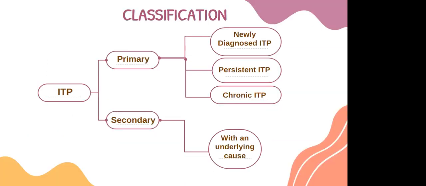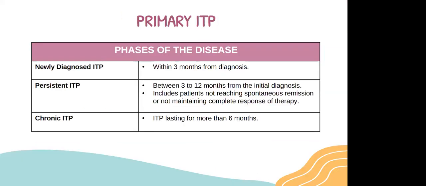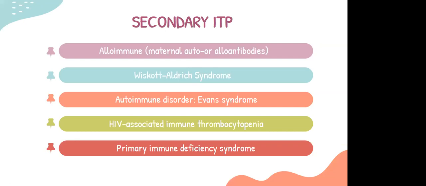So this is the classification of ITP. We classify ITP into primary and secondary. Primary is ITP without underlying cause. Secondary is ITP with an underlying cause. Primary ITP is subdivided into 3 phases: newly diagnosed ITP, which is ITP within 3 months from the diagnosis; persistent ITP, which is ITP between 3 to 12 months; and chronic ITP, which is considered when ITP lasts for more than 12 months. I will talk about chronic ITP later. These are the secondary ITP, the common causes of thrombocytopenia.